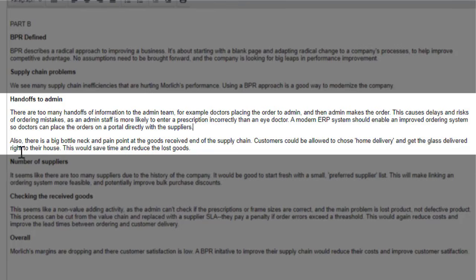And I continue. Also, there is a big bottleneck and pain point at the goods received end of the supply chain. Customers could be allowed to choose home delivery instead and get the glasses delivered right to their house. This would save time and reduce the lost goods. Let's add to that, improving customer satisfaction.